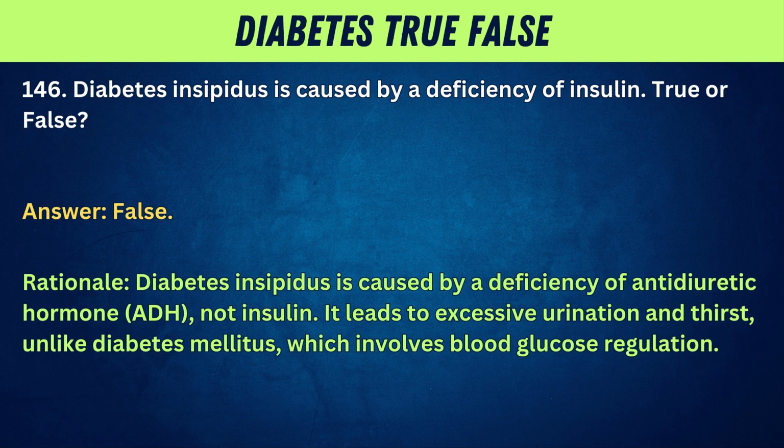146. Diabetes insipidus is caused by a deficiency of insulin. True or false? Answer: false. Rationale: Diabetes insipidus is caused by a deficiency of antidiuretic hormone, ADH, not insulin. It leads to excessive urination and thirst, unlike diabetes mellitus, which involves blood glucose regulation.